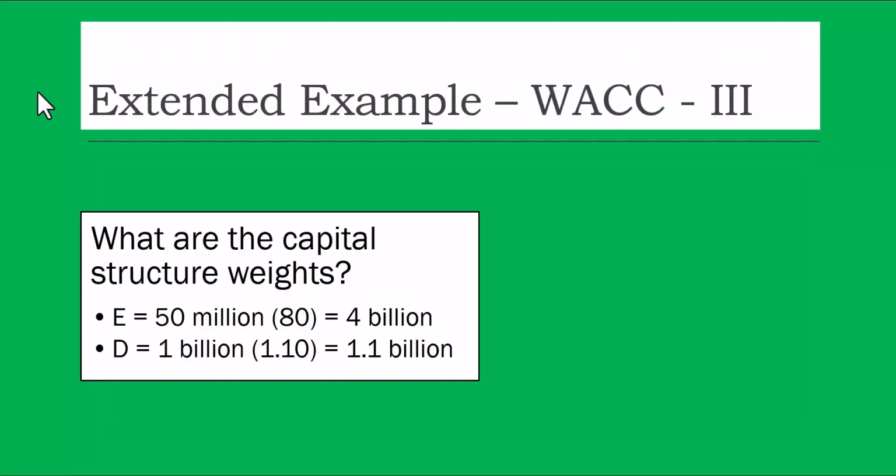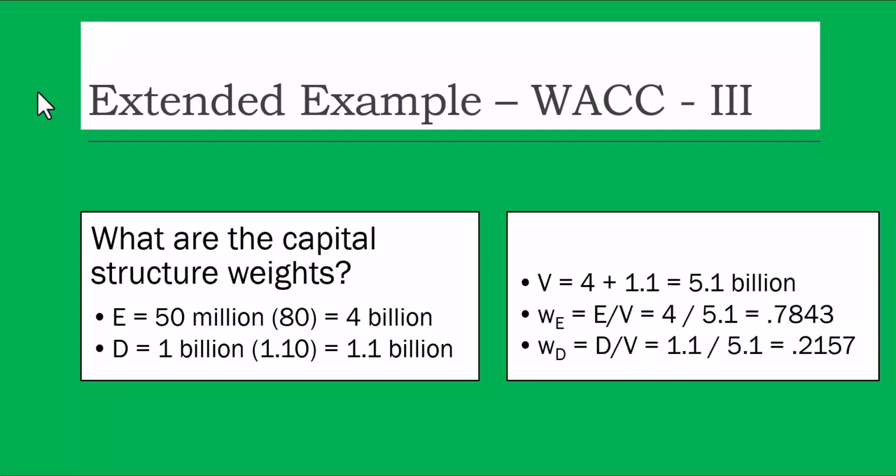So now we have to calculate the weights. Equity is 50 million shares, 80 rupees the share price, so 4 billion is the total value of the equity. Debt is 1 billion, and the current price is 1,100, so it is trading at 10% more. So it is 1.1 billion. So we can calculate the weights of equity and debt separately.